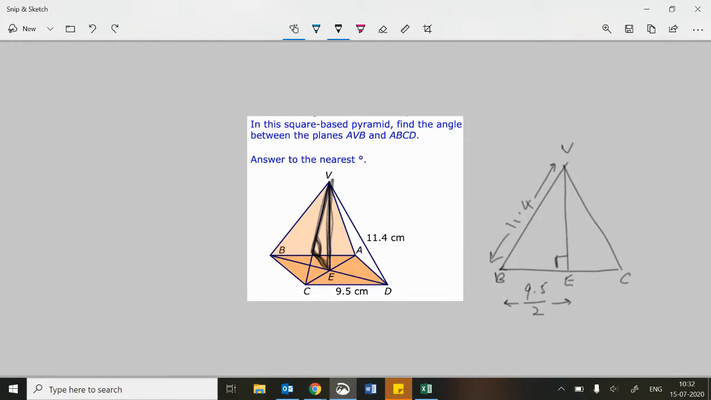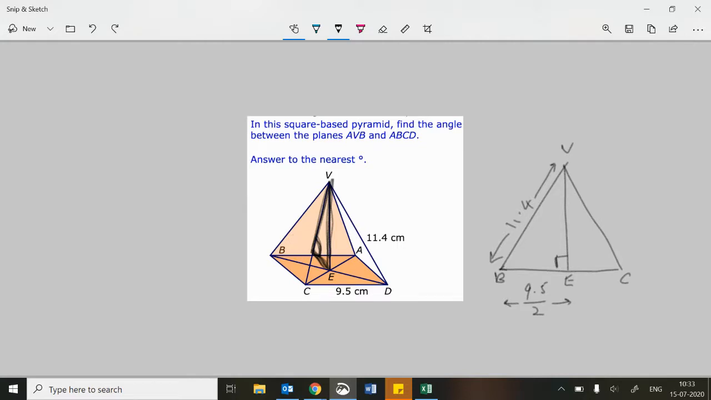The question says, in this square-based pyramid, find the angle between plane AVB, so that's this plane at the back, and the base ABCD. Obviously, you can see where the base is, the flat ground. With these questions, you need to make sure you can identify a right-angled triangle in order to use trigonometry. I've tried to identify the right-angled triangle at the back here. The angle we're looking for joins up the plane at the back and the base, so it's kind of like this angle here.